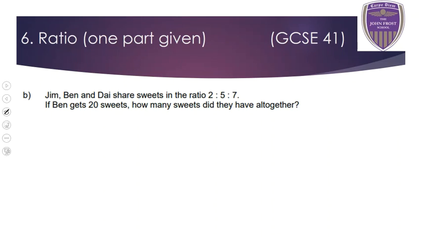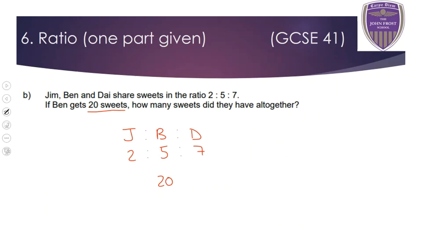Right, moving on then. So Jim, Ben and Di share sweets in the ratio 2, 5, 7. If Ben gets 20 sweets, how many sweets do they have altogether? So still the same order again. Yeah, Jim's name comes first, then Ben, then Di. Okay, so Jim is the 2, Ben's the 5, Di's the 7. So this time it says Ben gets 20 sweets. So Ben's in the middle here, look, that is changing to 20.